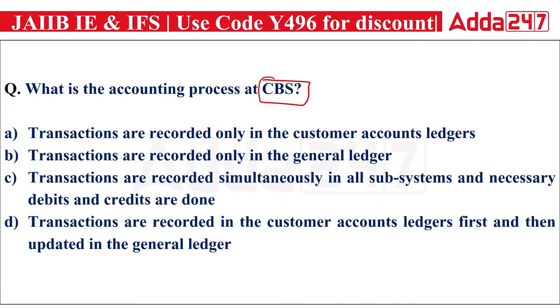So what is the accounting process of core banking? It is that the transactions are recorded simultaneously in all subsystems and necessary debits and credits are done.